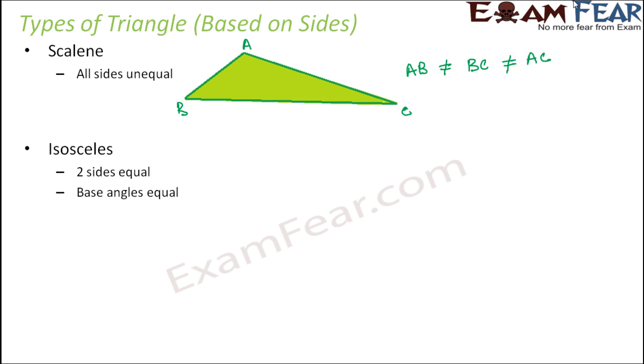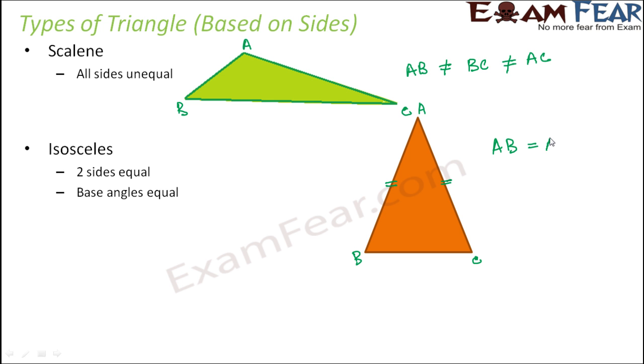Second type of triangle is an isosceles triangle. So in this triangle, two sides are equal. So out of three sides, two sides are equal. For example, if this is a triangle ABC, so in this case, AB is equal to AC. However, BC is not equal to AB. BC is not equal to AC as well. So any two sides are equal in this case.